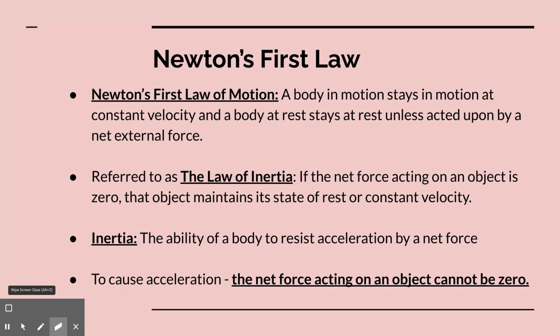And then to cause acceleration, the net force acting on an object cannot be zero. Okay, and that's just a fancy way of saying that it implies two things. This is the first thing. It implies that there's only acceleration if there's an outside force applying to something, and it also means that if you don't have acceleration, then at that moment you don't have a net force. So the net force acting on an object cannot be zero. It's just to say that in order to change a net zero force, you have to give it acceleration.